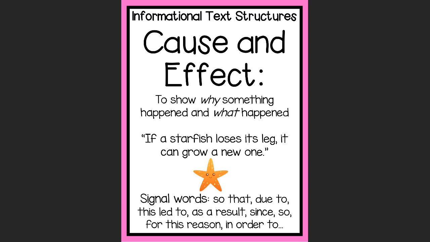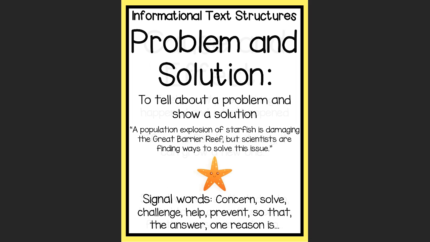And then some signal words here. So we have so that, due to, this led to, as a result, since, so, for this reason, and in order to. All those words have to do with, if something happens, you're able to explain why that happened and what was caused by that. So those can be kind of tricky, but we'll talk about them later this week.